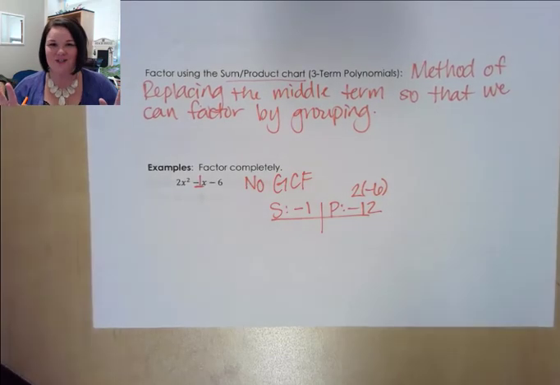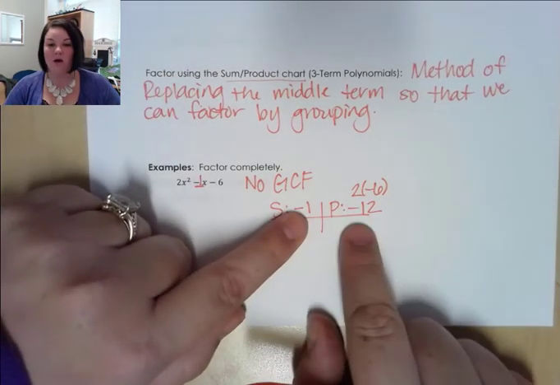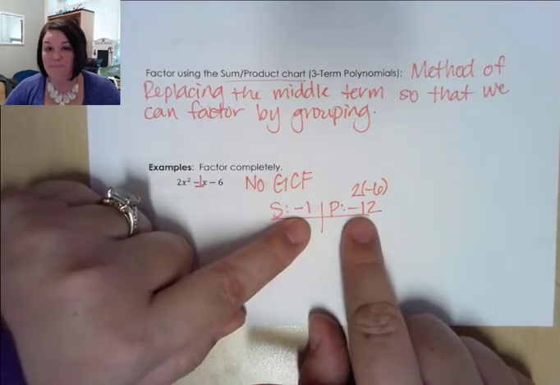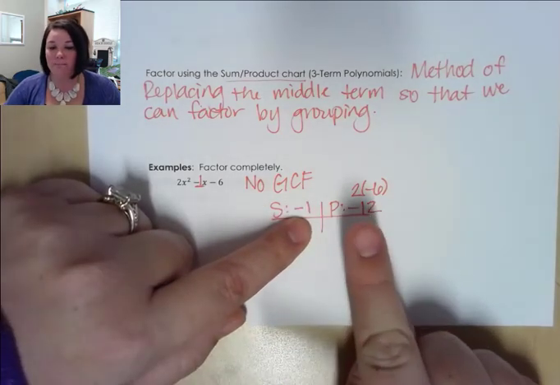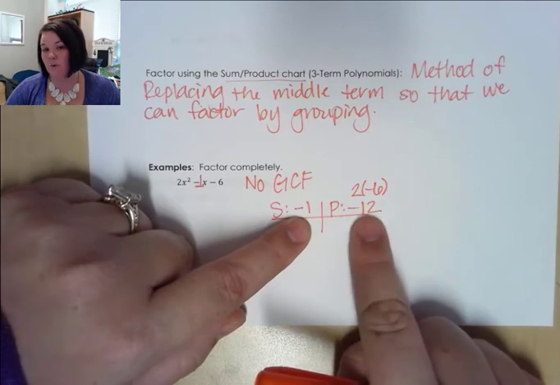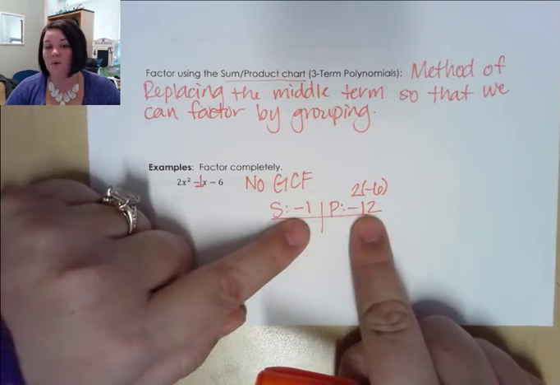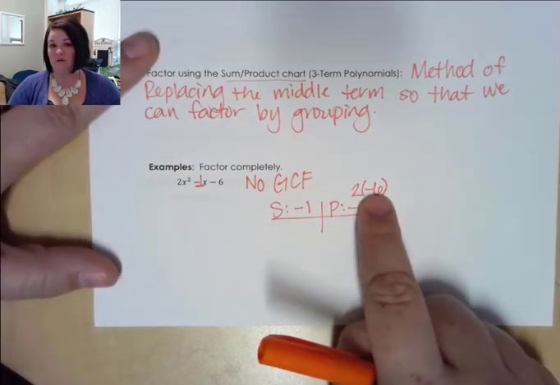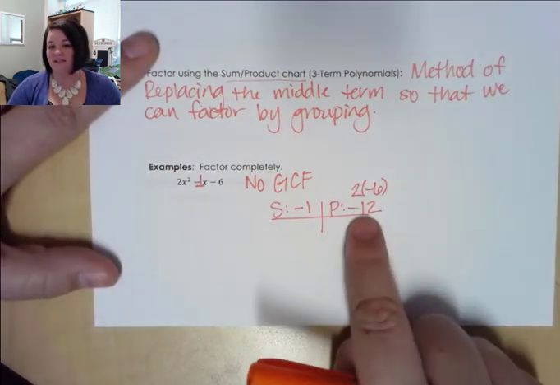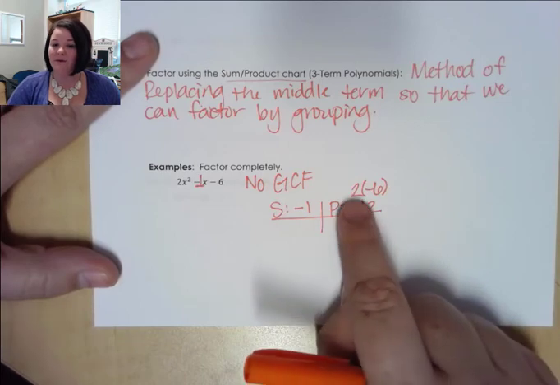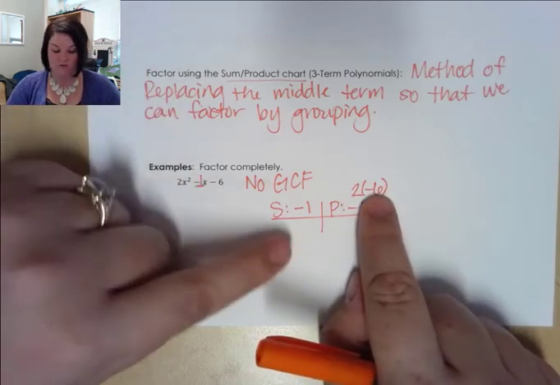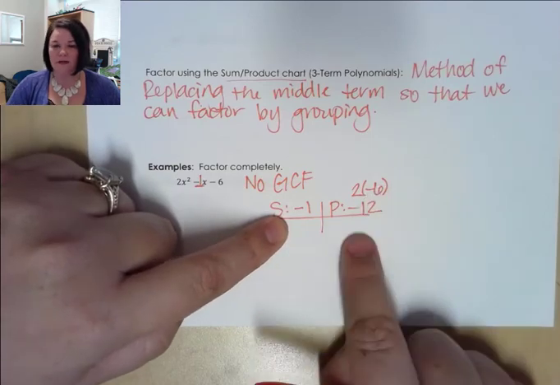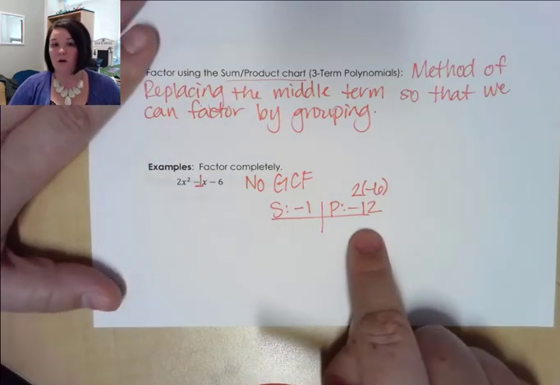Okay, so here's how this chart works. Now that we know what our sum and our product is, we want to find 2 numbers that satisfy those 2 things. Meaning, I need 2 numbers that multiply to give me -12, but that sum or combine to give me a -1. Now 2 and -6 doesn't work, because even though when I multiply 2 and -6 I get -12, if I were to combine 2 and -6 over here for my sum, I would get a -4, so that doesn't work. So I need to go ahead and determine what works.